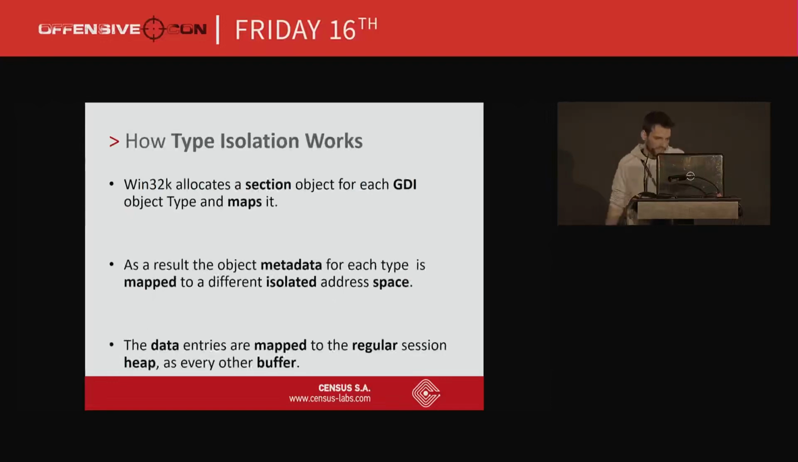So let's see how the type isolation works. For example, the Win32k filter allocates a section object for each GDI object type and maps it. As a result, every object's metadata for its type is mapped to a different isolated address space instead of the session heap, while the regular entries, like the pal color entries in the palette, are actually mapped in the regular session heap.